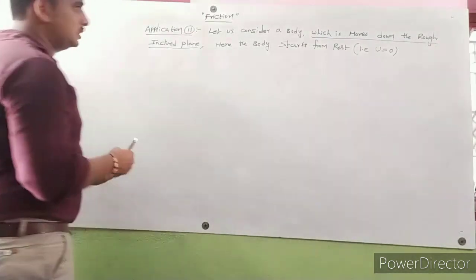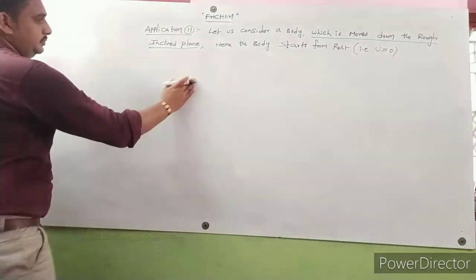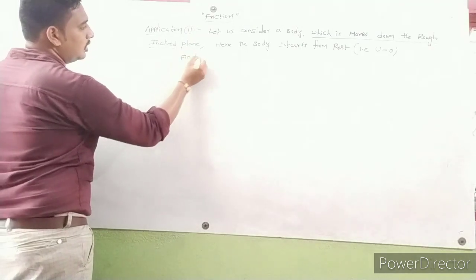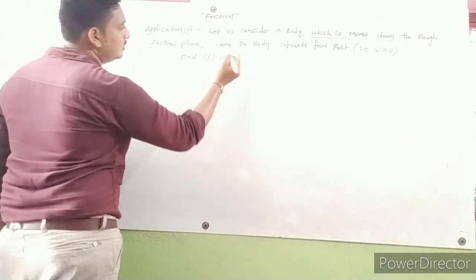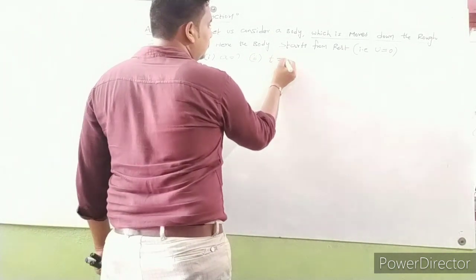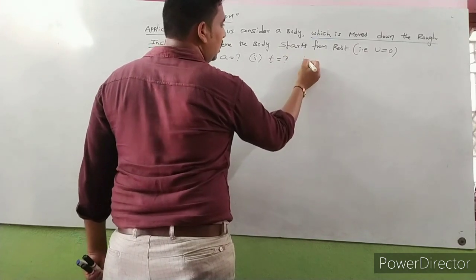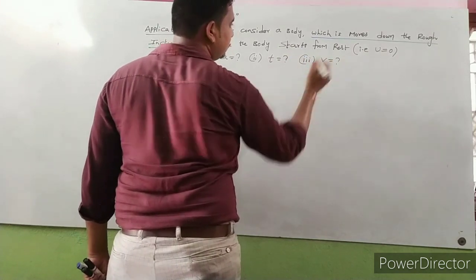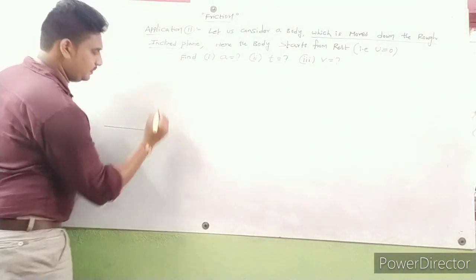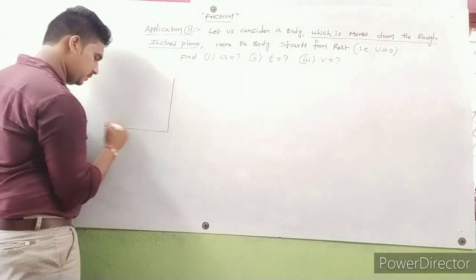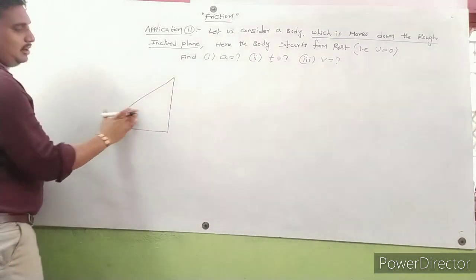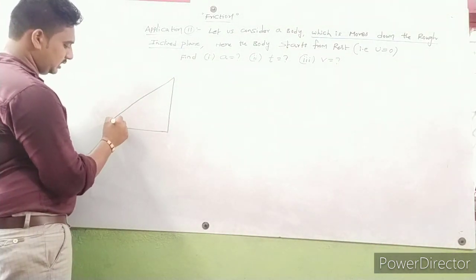So now here what we need to find? First one, acceleration. Second one, time. Third one, final velocity. Okay, so now the body is projected down the rough inclined plane. So now this is a rough inclined plane.